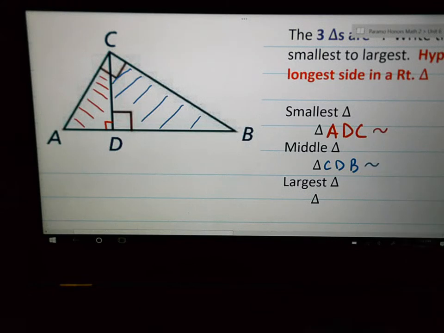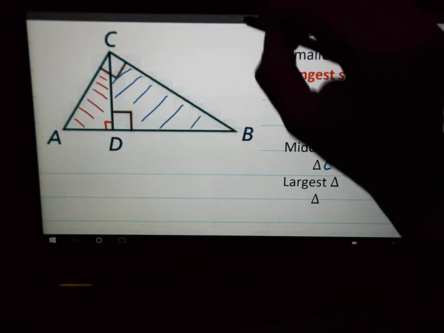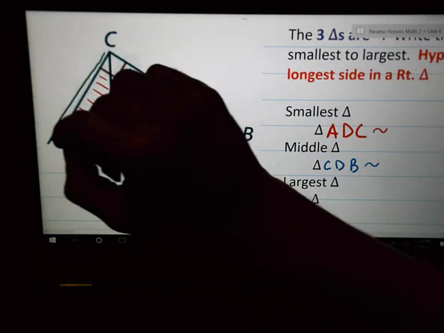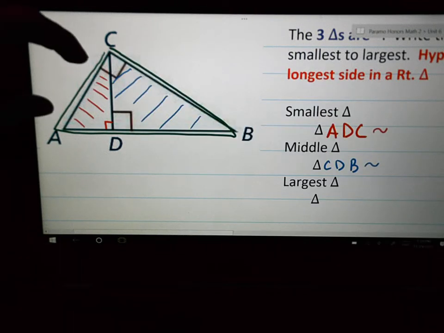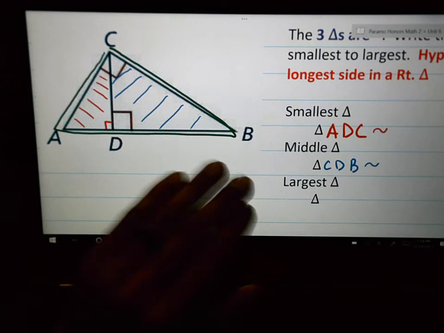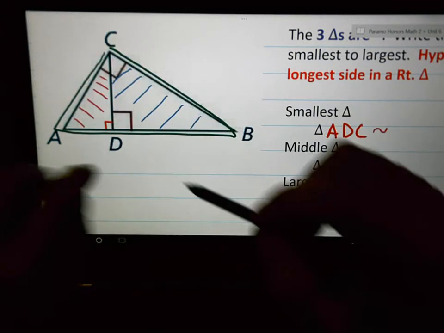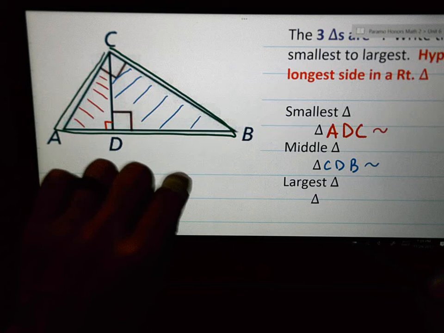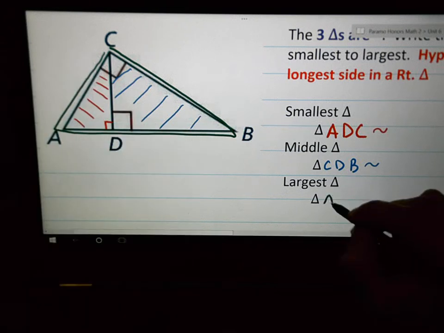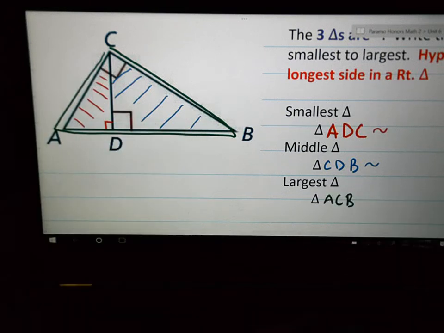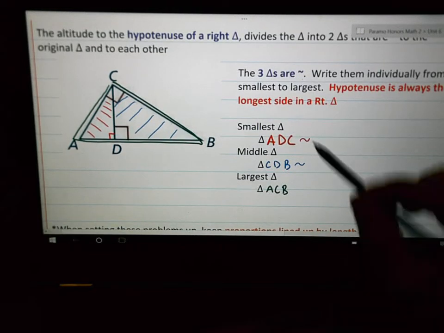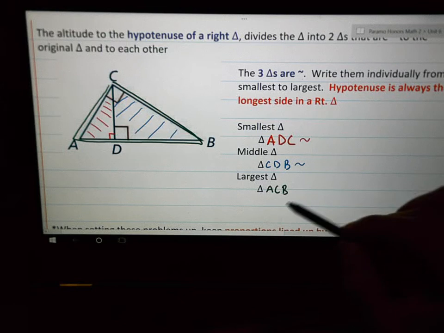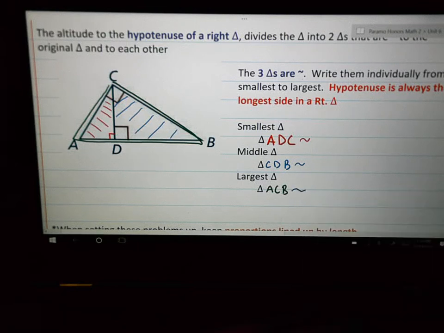And that one's going to be similar to the largest one. The largest triangle, I'm going to just put here in green. The largest triangle has a small side, a medium side, and a larger side. And in the same order, we're going to write it small to medium, and then ignore that largest side, AC, B. What you'll notice is that these three triangles are all similar to each other.